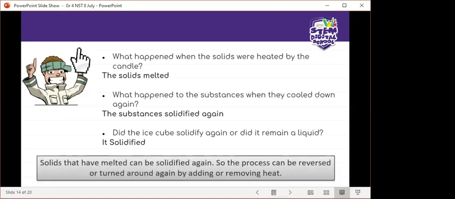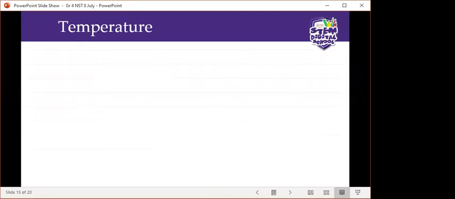Okay, so guys, just important to also note that solids that have melted can be solidified again. So the process can be reversed or turned around again by adding or removing heat. Then we have temperature, okay? So now this is important. As we heard, guys, what Taryn answered and said that the ice cube remained a liquid. And I think some of you guys also wrote in the group chat that the ice cube remained a liquid.